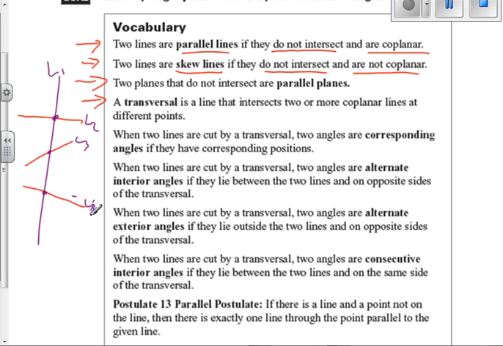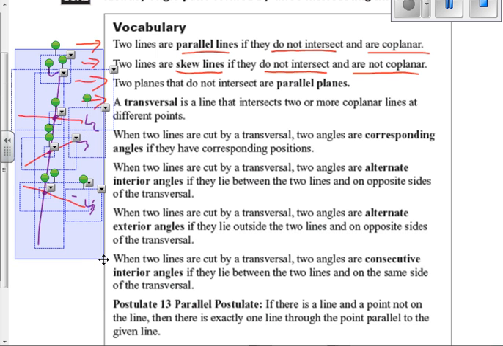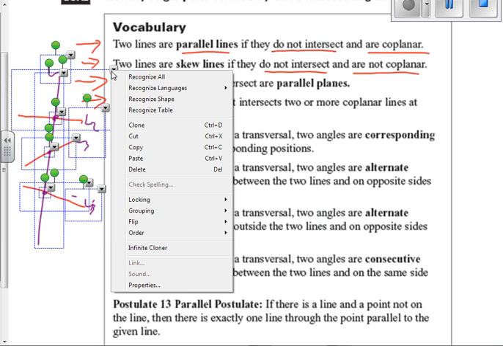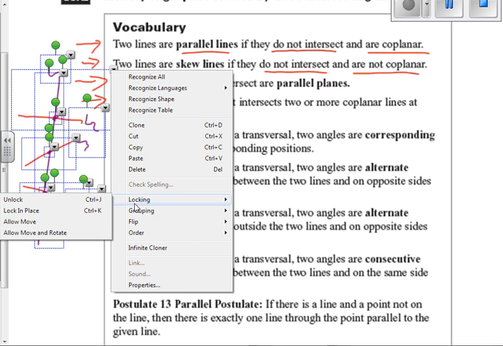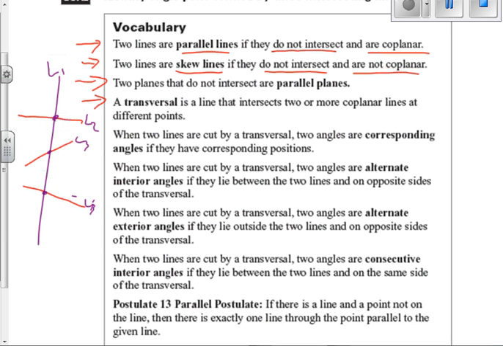All right. So then I'm going to, give me a second right here. Let me lock this into place. Okay. So give me blue. All right. So now where am I at? When two lines are cut by a transversal, two angles. Okay. So I'm right here.